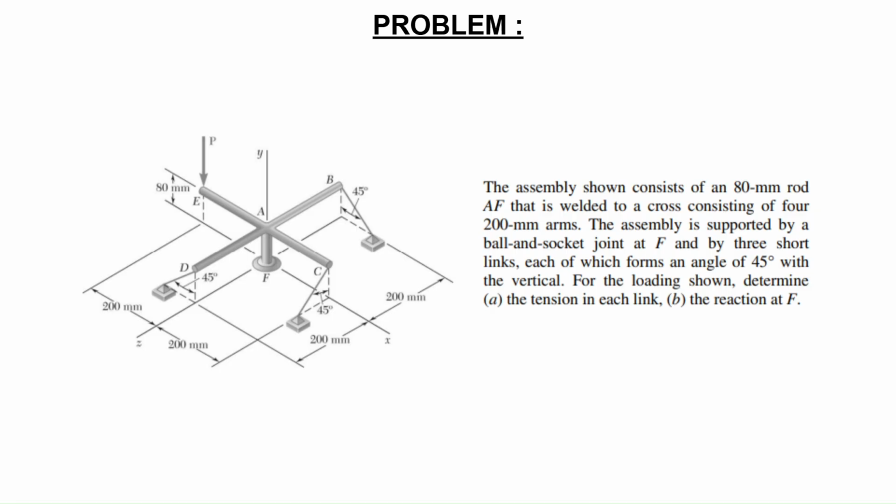Let's take a look at a problem and solve it to get a better understanding of equilibrium of rigid bodies in 3 dimensions. The assembly shown consists of an 80 mm rod, AF, that is welded to a cross consisting of 4 200 mm arms. The assembly is supported by a ball and socket joint at F and by 3 short links, each of which forms an angle of 45 degrees with the vertical. For the loading shown, determine A. The tension in each link, B. The reaction at F.